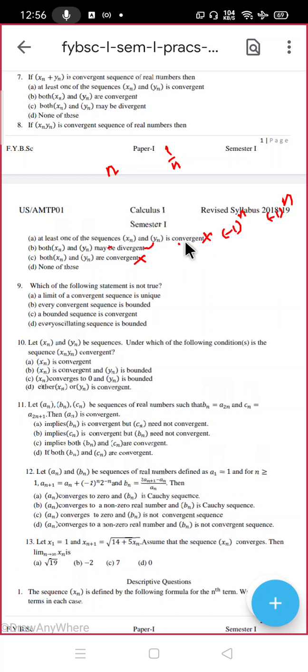I thought it was divergent. It is convergent. At least one of the sequences is convergent. So the next case would be both convergent. So it is not including this case. Okay. So option B is correct. Yeah. What is the next one?